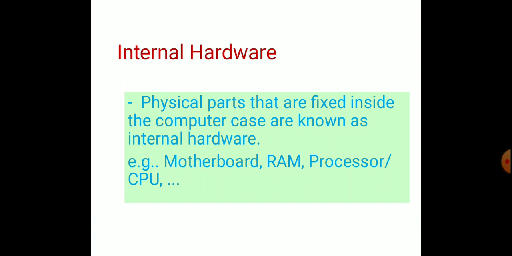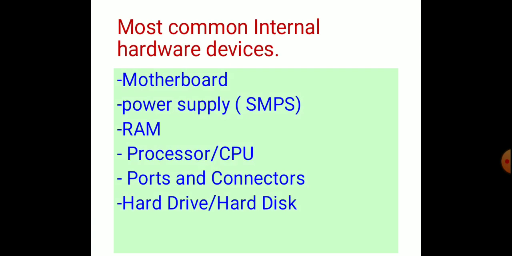Internal hardware. Internal hardware are the physical parts that are fixed inside the computer. Motherboard, SMPS, RAM, processor, CPU, ports and connectors, hard drive, hard disk are commonly used internal hardware devices. Here the power supply is shortly called as SMPS. The full form of SMPS is switched mode power supply.